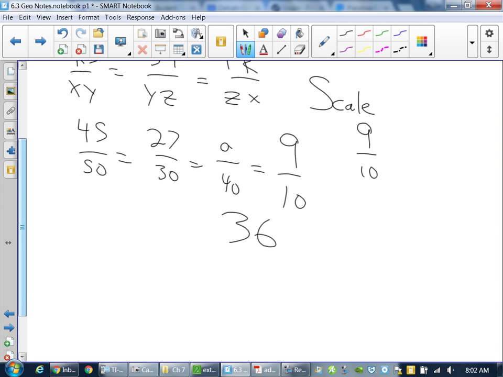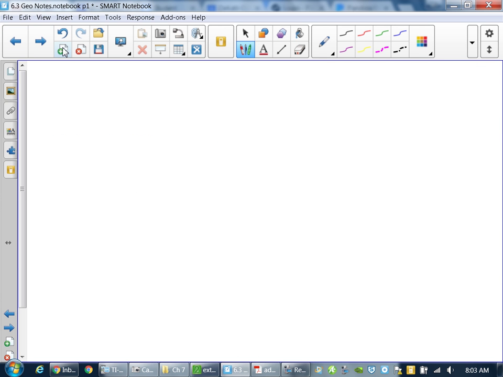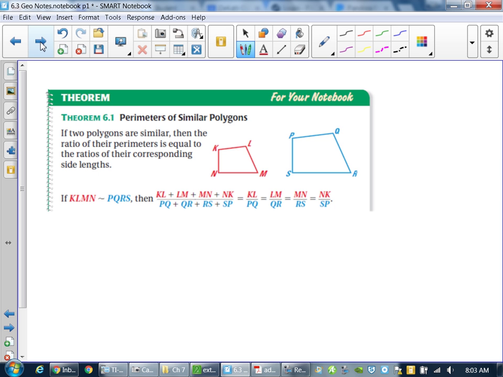Or you cross multiply like you did, and that's fine as well. There's nothing wrong with that. Nothing wrong. Cross multiply and solve. You're going to see a lot of this whole cross multiply and solve stuff when we get into trig.